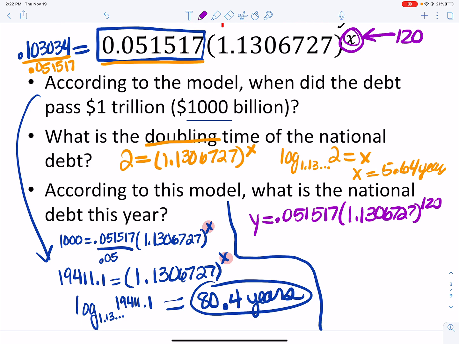So I'm going to do the 0.051517, 1517 times 1.1306727 to the 120. So I'm going to take that to the 120, and I get 129,533. So that is basically saying, because that's going to be like a trillion, so that's going to be 129 trillion is the national debt.